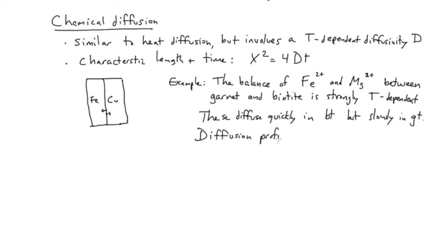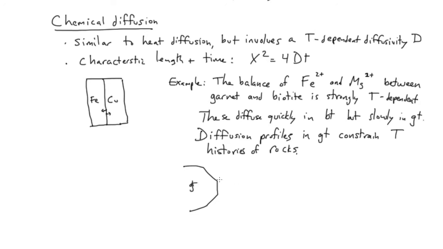Diffusion profiles in garnet constrain temperature histories of rocks. So let's say we have a garnet. This would be garnet, and we have some biotite mineral near it.